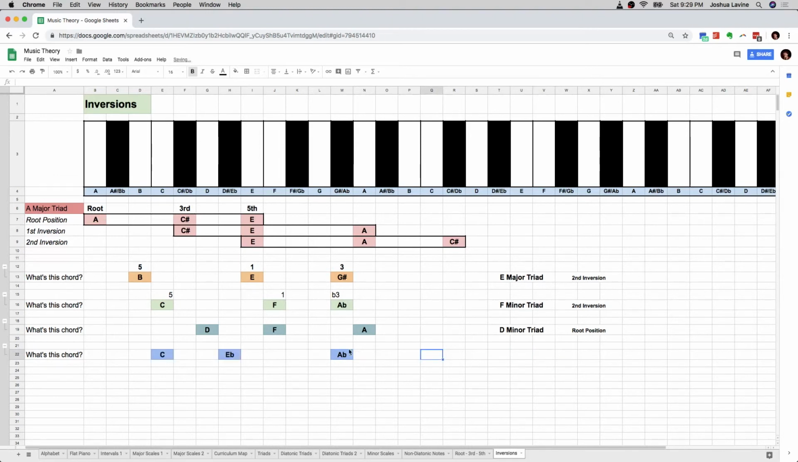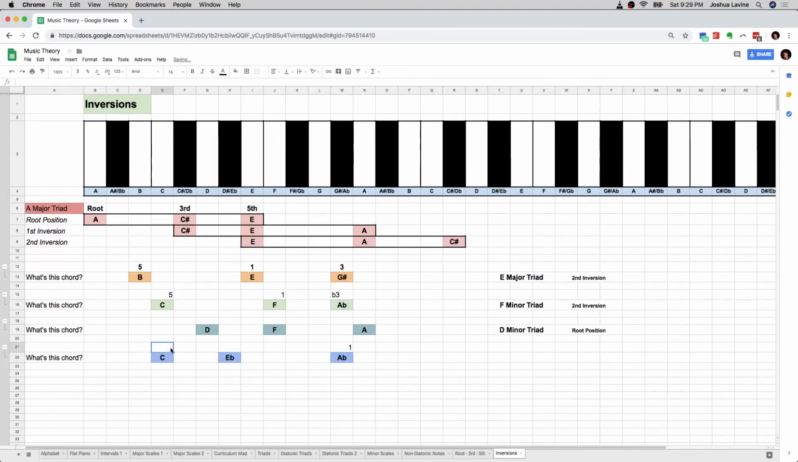And when I play it like this, I know that this is the 1, this is the 3, this is the 5. When I start on the 3, that's the first inversion. The first inversion starts on the 3. So we've got A flat major triad, first inversion.